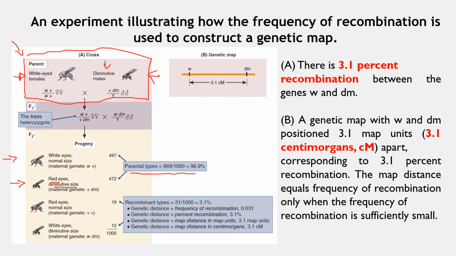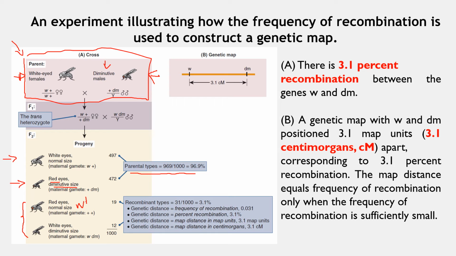So here are the same type of experiments, the same parentals, you're going to get them. However, you're also going to get recombinants, and the recombinants in this case are going to be a mix different from the parentals. In this case, for example, you're going to get flies that are completely wild type.